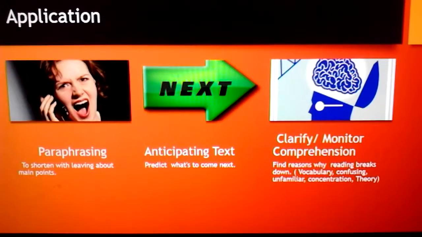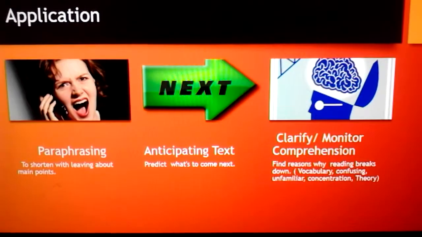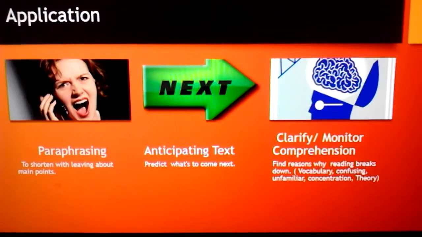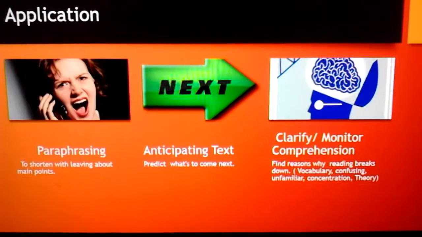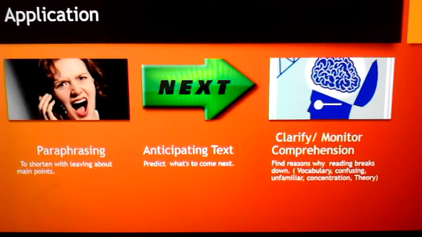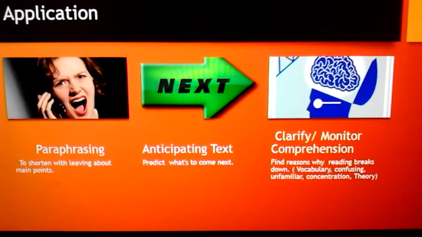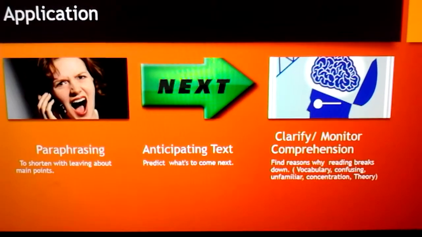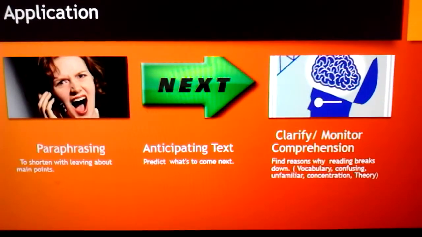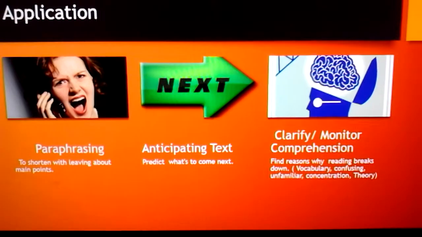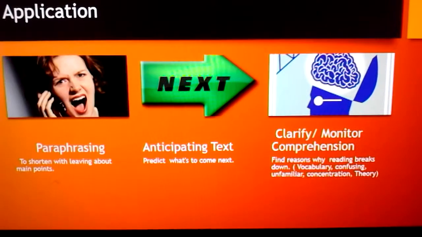Now, if our comprehension breaks down because of vocabulary, we can always use our prefixes to break those words down. If it's confusing, you can use your context clues to figure out what the sentence may mean. And if it's unfamiliar information, you can also use context clues. You can activate your prior knowledge as well.